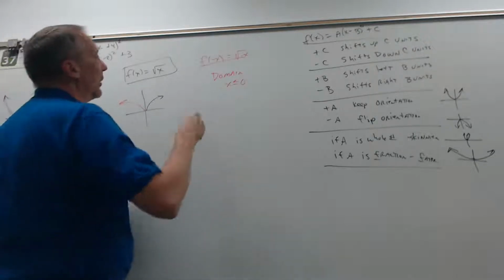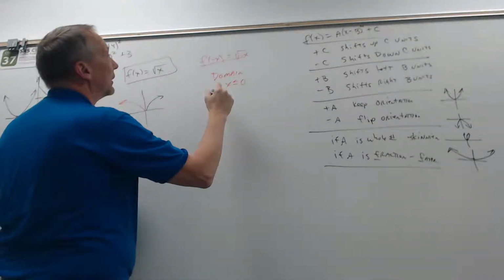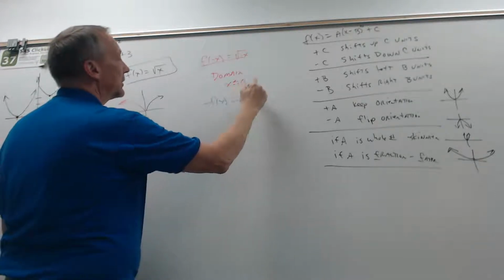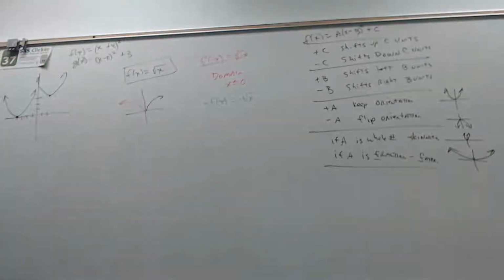Okay? Now, the next question is, hopefully my blue has had a chance to a little better. What's minus f of x? It's going to be minus square root of x, correct? Where does it flip? It's going to flip down here.